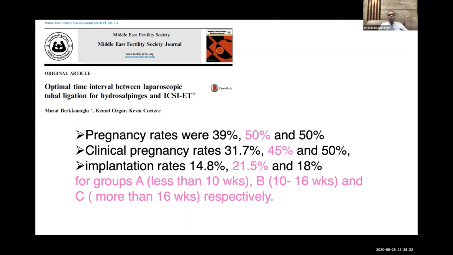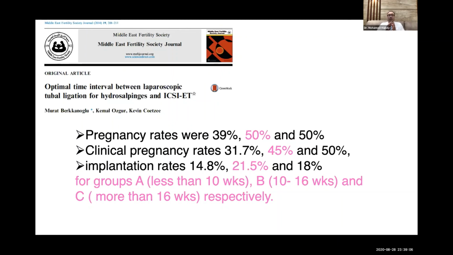If you do salpingectomy or proximal tubal occlusion, when should you start your cycle of ICSI? This study compared 3 groups. The first group started in less than 10 weeks, the second group within 10 to 16 weeks, and the third group in more than 16 weeks. The higher clinical pregnancy rate and implantation rate was in the second group, between 10 to 16 weeks after the surgery.